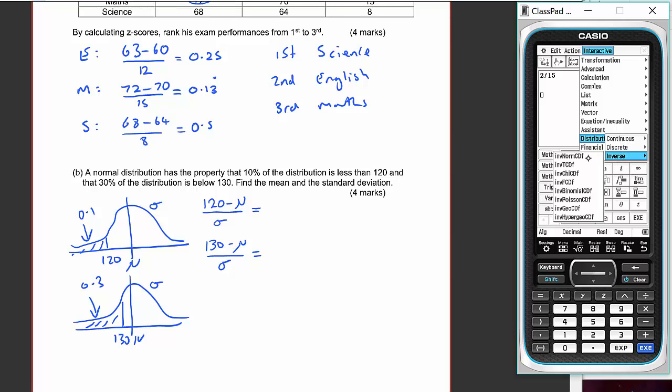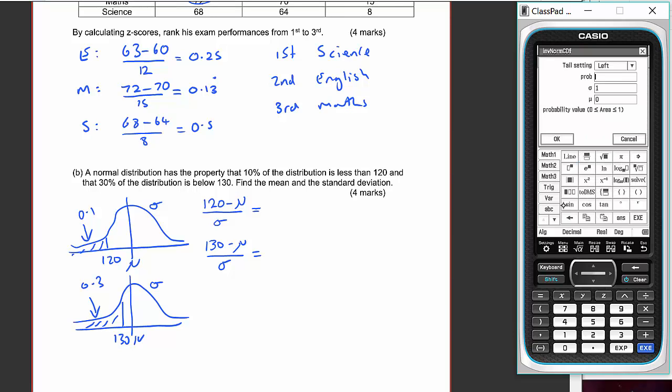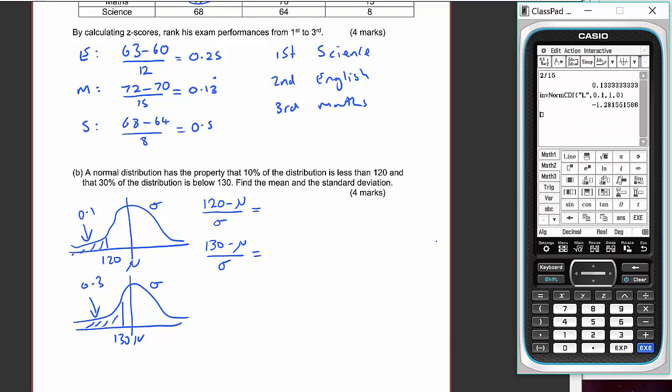and we inverse norm CDF, and we leave this as 1 and 0. We want the standardized scores, the Z-scores. So for the first one, left probability of 0.1, negative 1.28. Let's call that 1.2816.